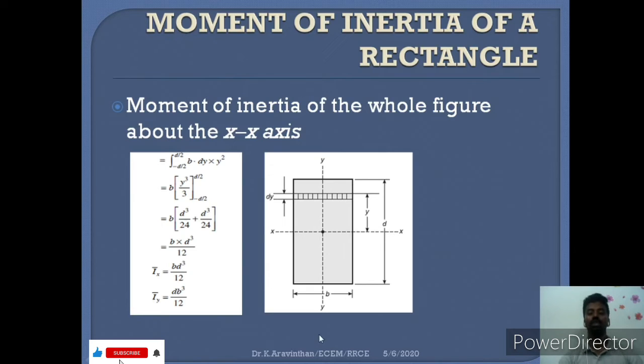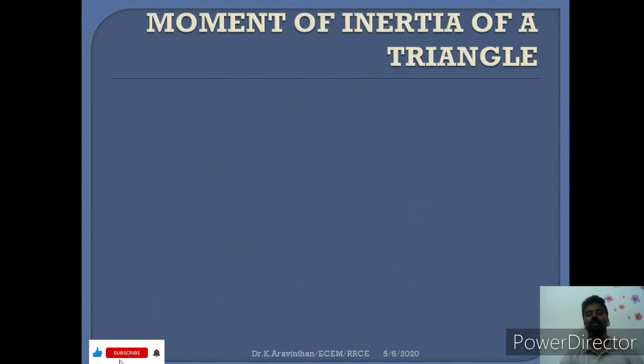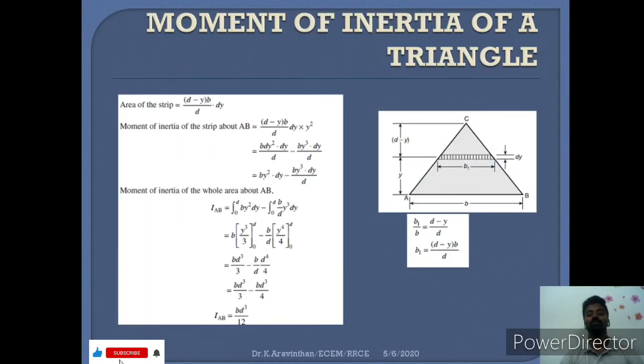So you have two sections, about the y and x axes. This is the formula for both sections. You have to remember it in order to solve problems while identifying the moment of inertia for built up sections. Now let's move on to a triangle. So this is a triangle. You need the moment of inertia of a triangle about the x and y axes.